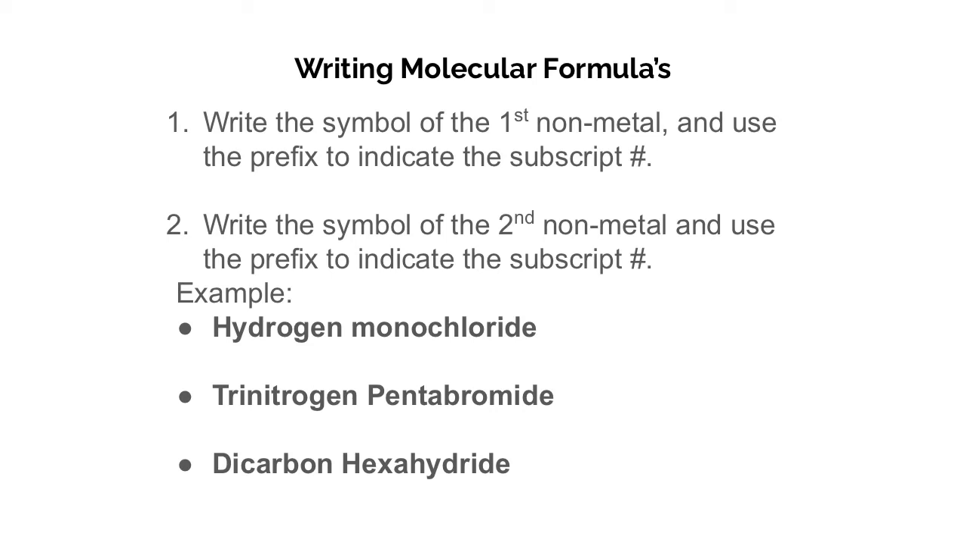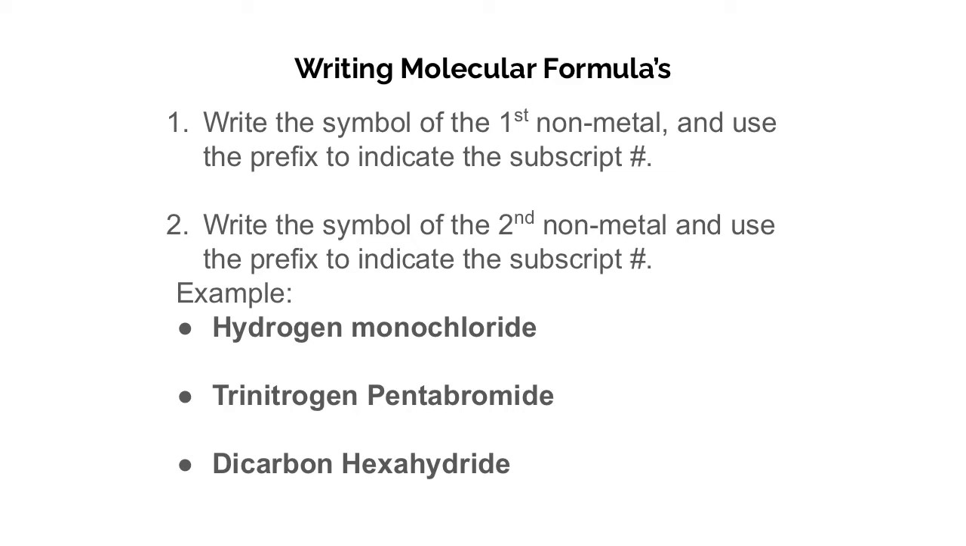To write these molecular formulas, it's fairly straightforward. We write the symbol for the first nonmetal and use the prefix to indicate the subscript number that we're going to use. Unlike the ionic compounds, we don't need to worry about charges, and we don't need to worry about crisscrossing. The second element, we do the same thing. We write the symbol for the second nonmetal, and again, use the prefix to indicate the subscript number.